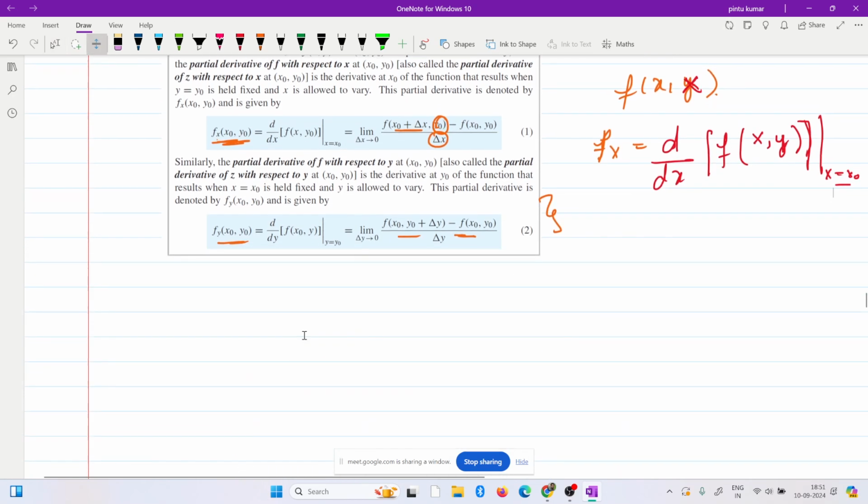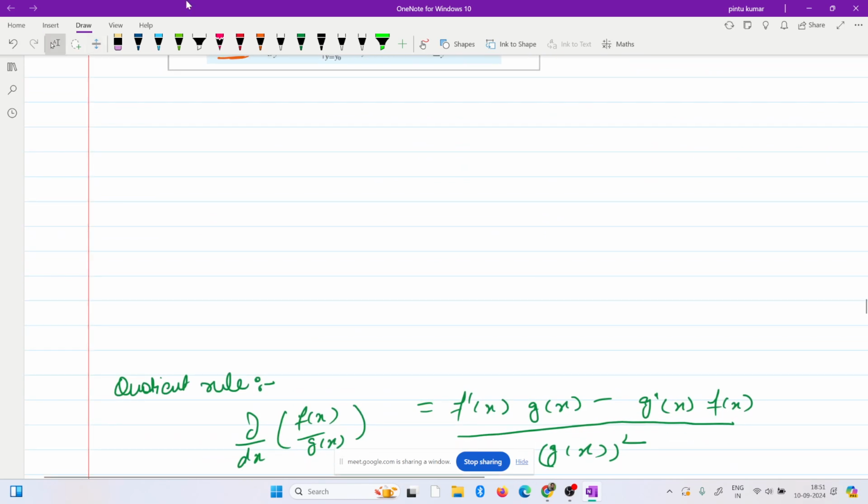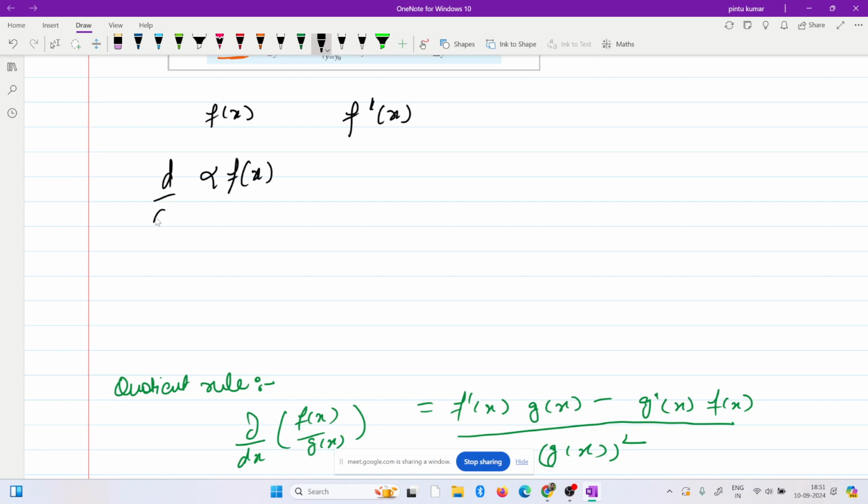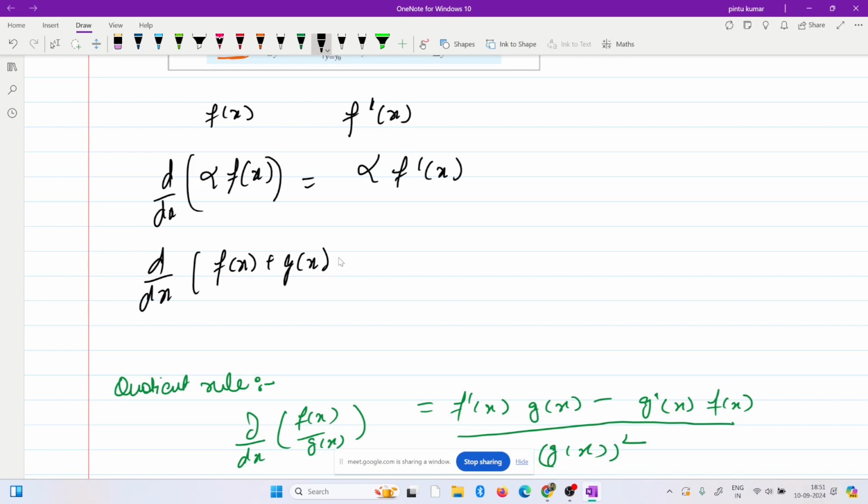I think you might be aware of some rules of derivative. So let's say you have a function f of x. Its derivative is also written as f dash of x. Now if you have alpha times f of x, and you take its derivative, this is nothing but alpha times f dash of x, right? If you have the derivative of f of x plus g of x, this is also nothing but f dash x plus g dash x. Okay.